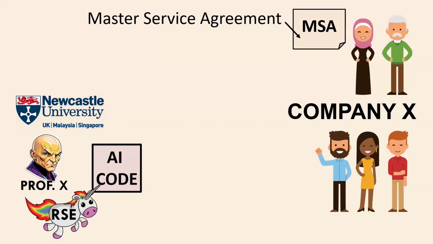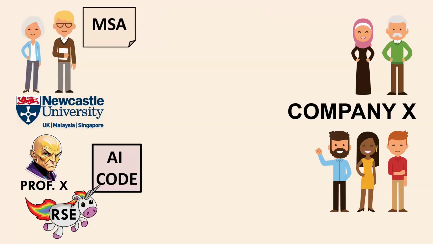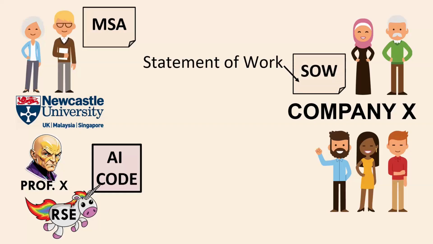So initially, you need to sort out a contract called the Master Service Agreement. The legal department at Company X created this document, and then this was sent to the legal team at Newcastle University. As well as this contract, there was another contract that was needed, the Statement of Work, or the SOW for short. This contains all the details of what we were going to do on the project. So this also needed to be sorted out.